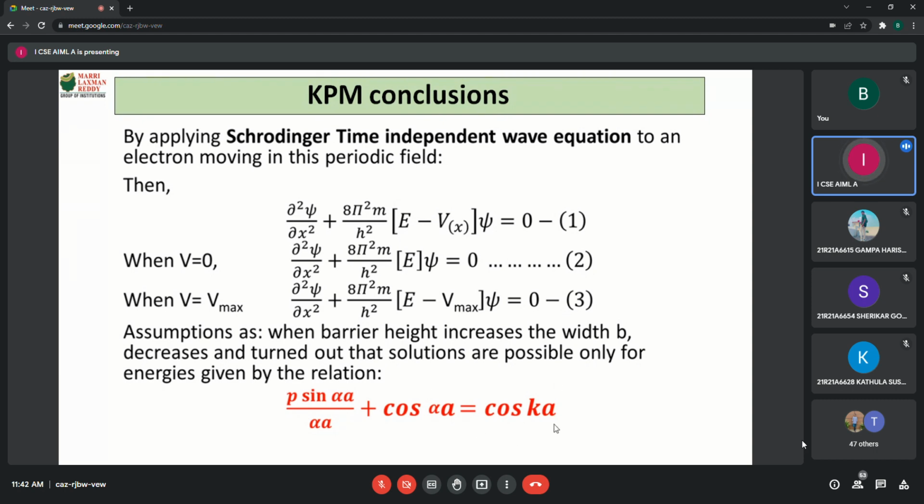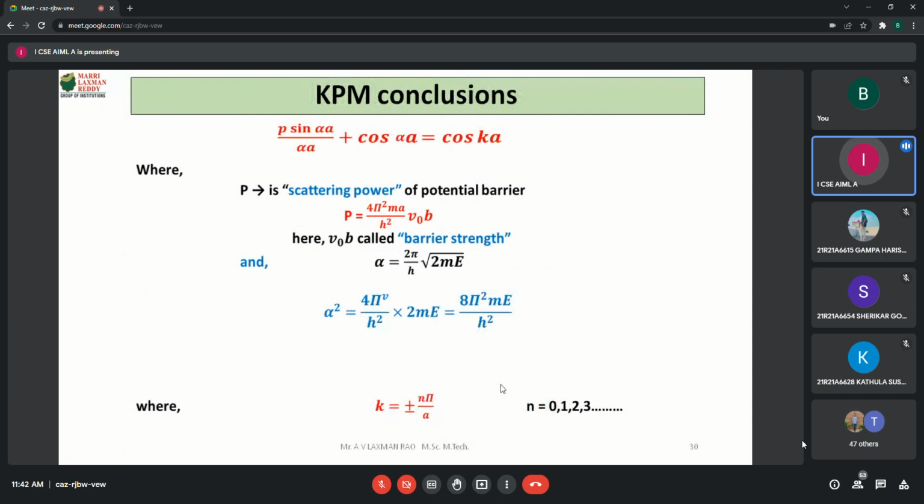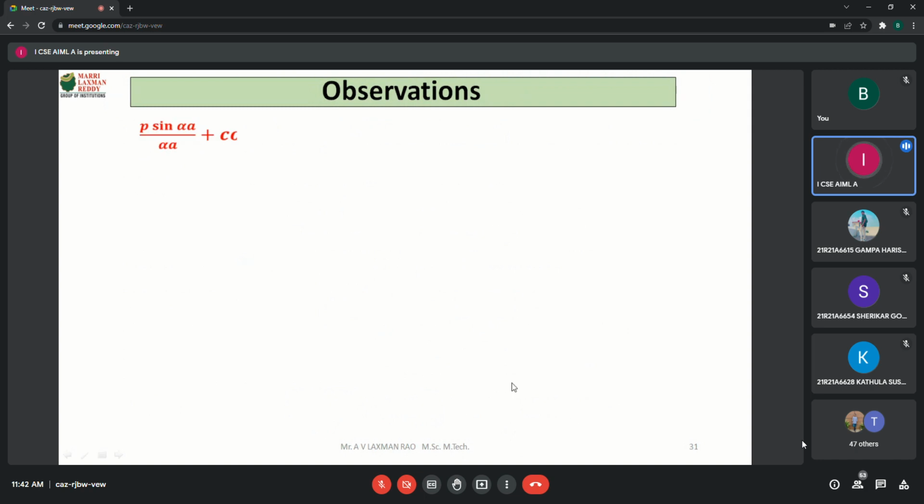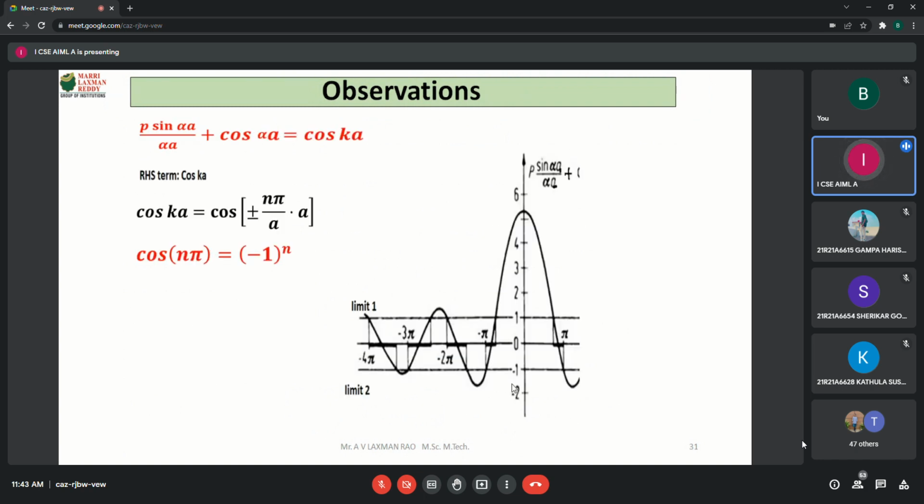This is very, very important. If you don't write this, you won't get marks. P sin alpha a by alpha a plus cos alpha a equal to cos ka. By analyzing that equation, overall we have explained the formation of forbidden energy gaps and the allowed energy bands. Those are the observations you need to write accordingly.